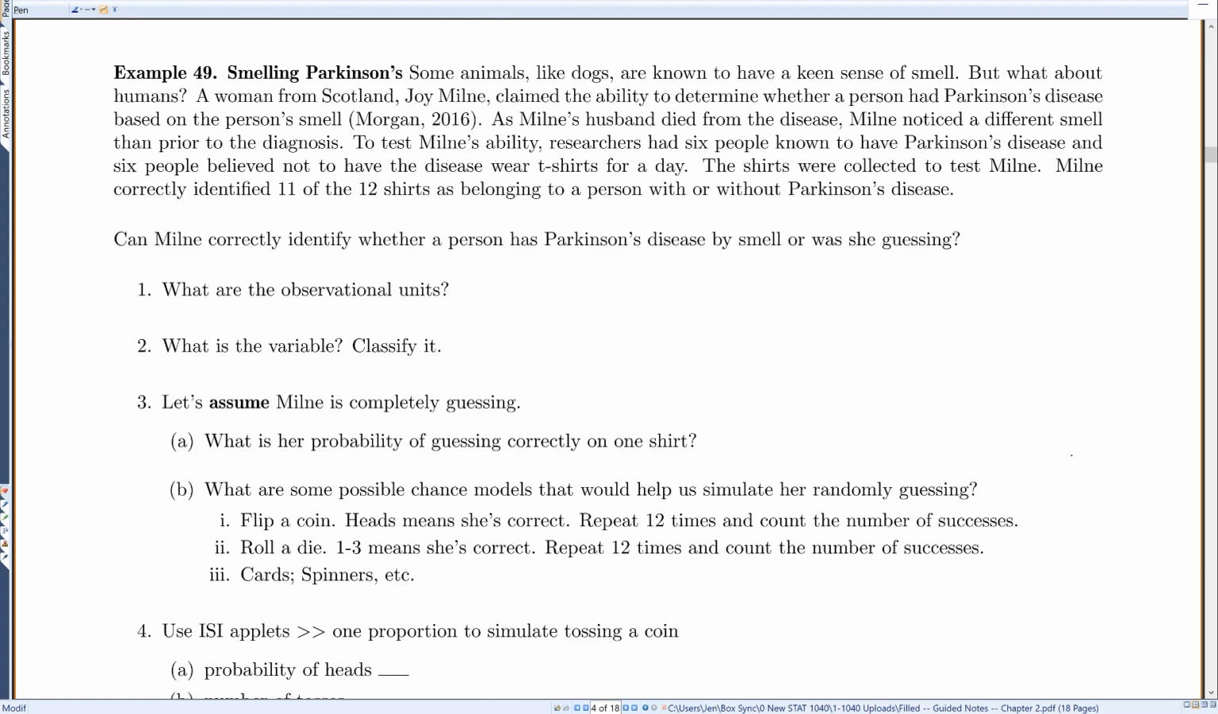So our research question here is, can she correctly identify whether a person has Parkinson's disease by smell, or was she just guessing? What are the observational units? The units would be each t-shirt.